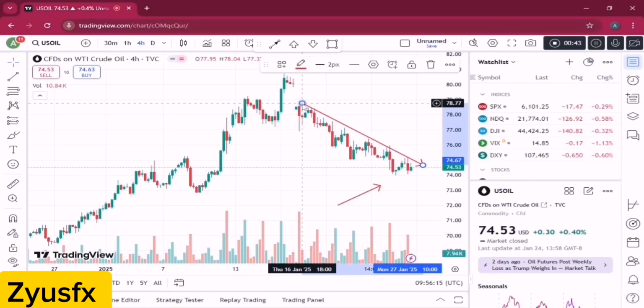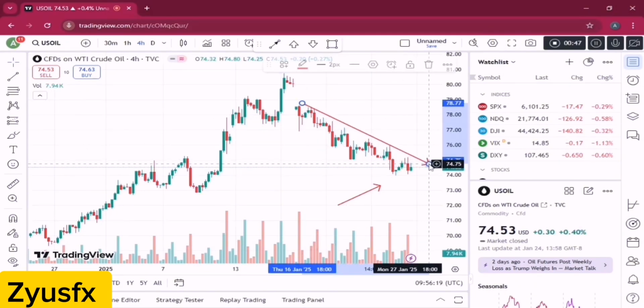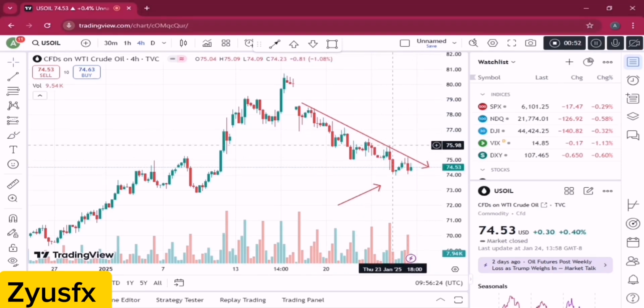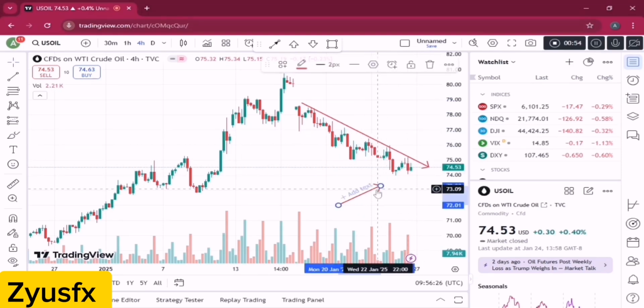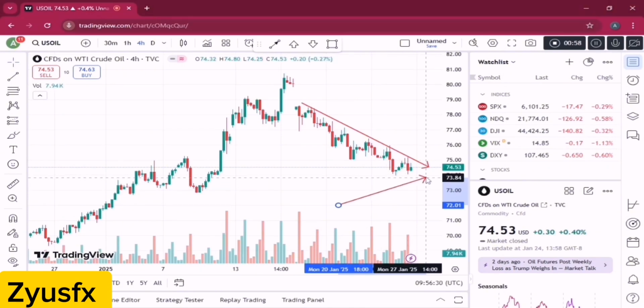And as you can see, price has been trading below the trend line. Price is not breaking above the trend line. So this is our trend line we have drawn. After you have drawn your trend line, what you need to be doing is waiting for price to come back close to the trend line. And once price starts getting close to the trend line, that's when you need to be selling the market.